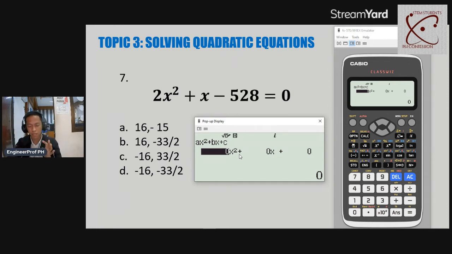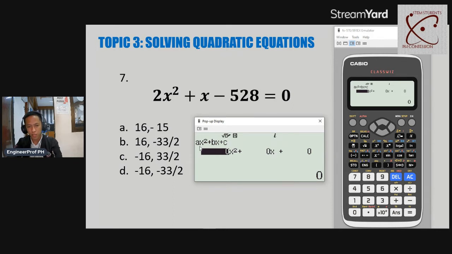So, take note of that, because if what we input is on the other side of the equal sign, automatically the answer we get will be wrong. The constant should be on the left side. Okay? This is the form. So, we just follow the form and input the coefficients: 2x squared plus x minus 528.